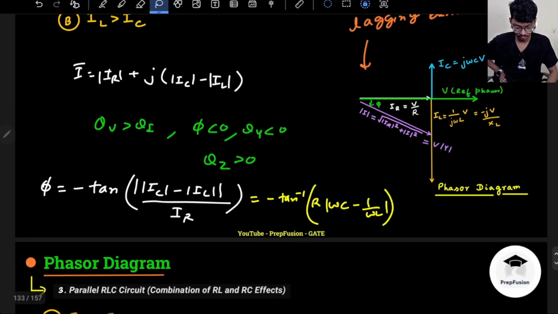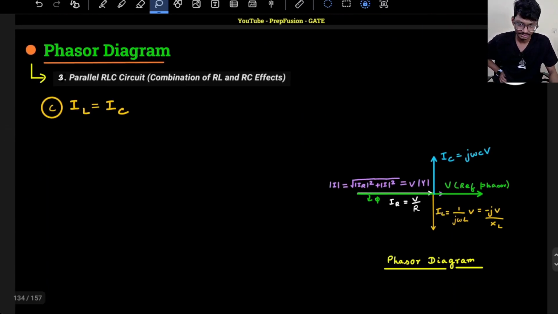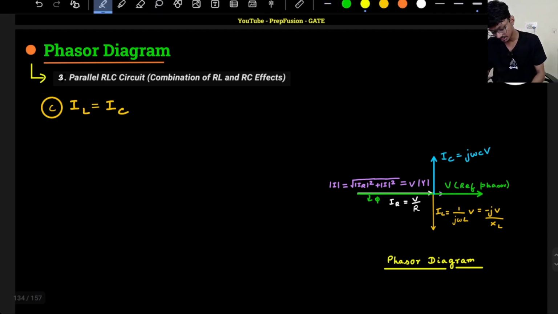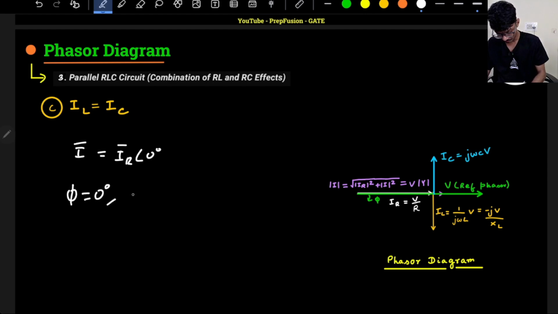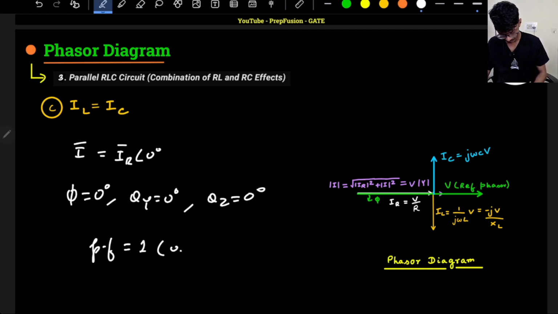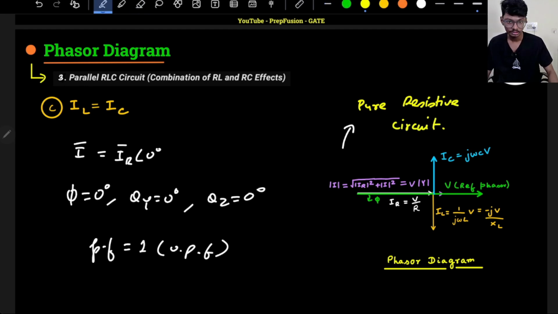Minus tan inverse r omega c minus 1 by omega l. So the last case is the simpler one, where of course if il equals ic, my I will be equal to IR only, IR angle 0. So obviously my resultant current and resultant voltage will be in the same phase. Then my phi will be 0 degree, my theta y and theta z will also be 0 degree, my power factor will be simply unity power factor, 1 UPF. It will behave as a purely resistive circuit. So that is the case over here.